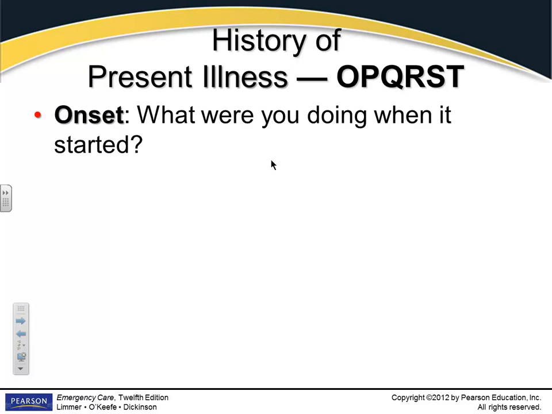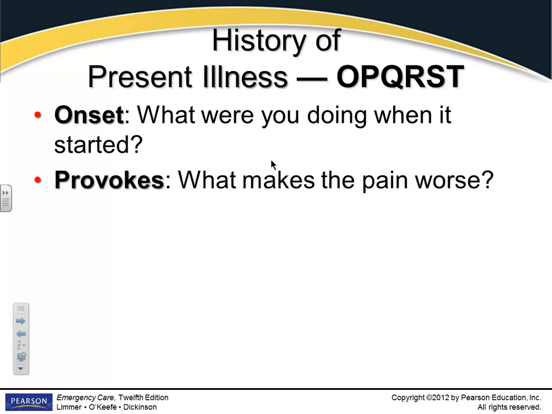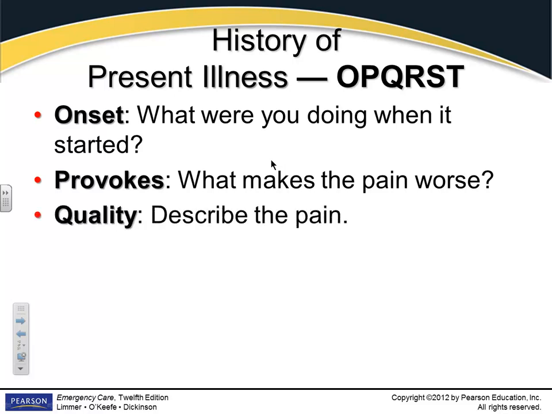OPQRST. Okay, O is what? Onset. What were you doing when this started? You want to know if something that they were doing caused the problem. P is provokes. What makes the pain better or worse? Or palliation, sometimes they'll use that. Like, well, when I'm laying down, it doesn't hurt. As soon as I get up, then it starts to hurt. That starts to narrow the field down for us.